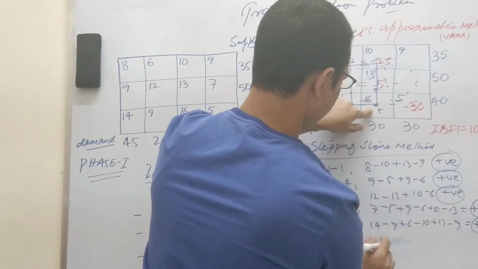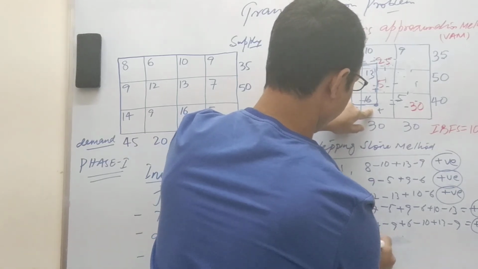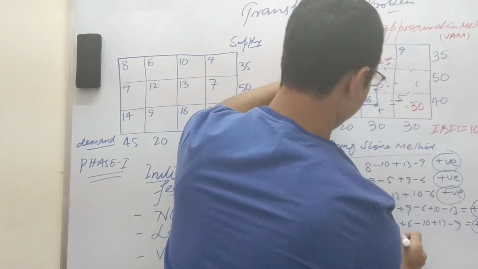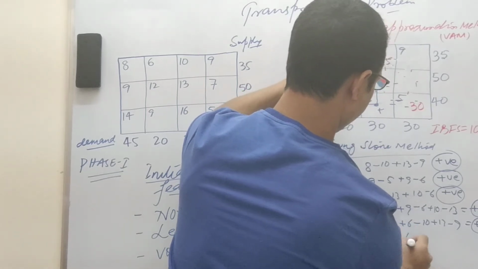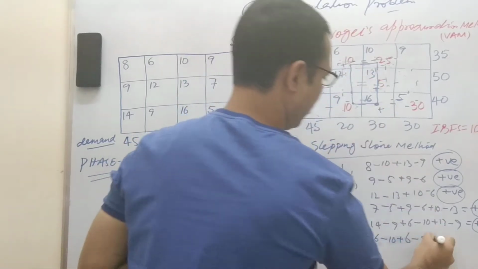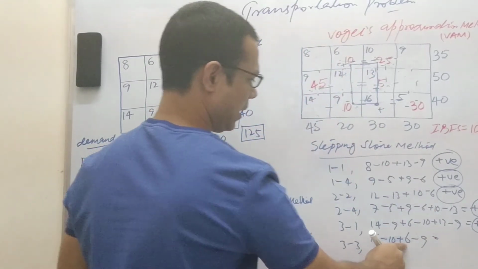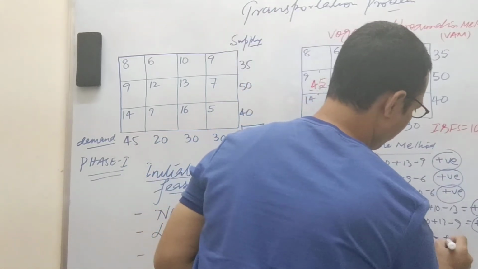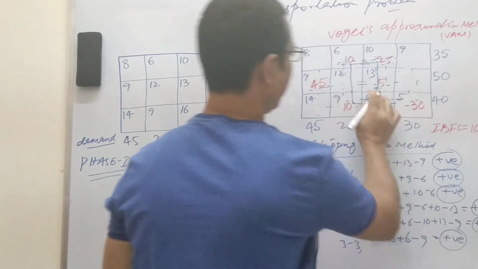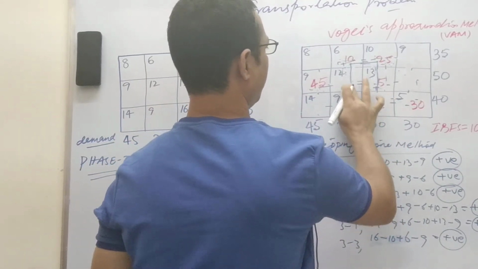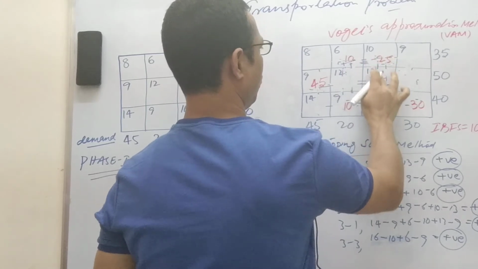This cell, 16 positive, minus 10, plus 6, minus 9, 4. 1, 2, 3, 4. So now 16 plus 6 and 10 plus 9, 22 and 19. It means here also positive. So none of the unallocated cells is going to be ready to allocate values.